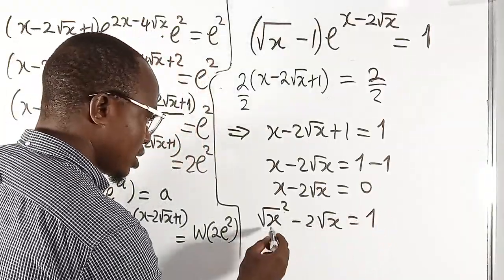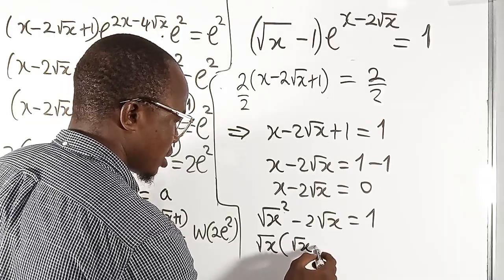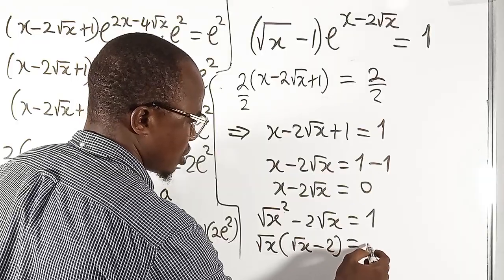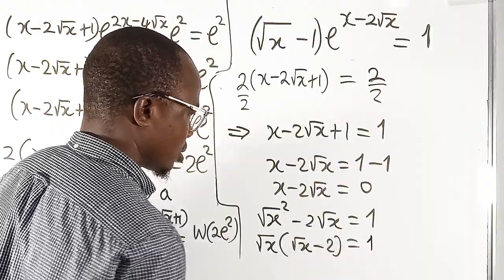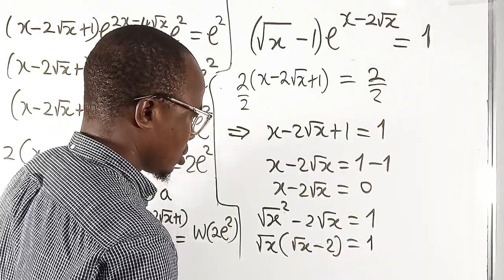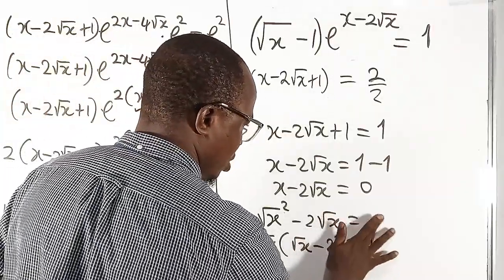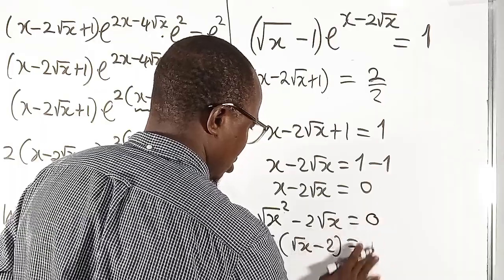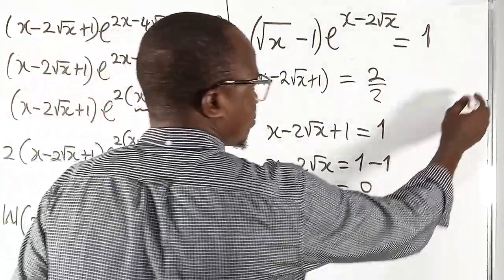Understood? So from there, we factor out root x, we have root x here, and minus 2. Then everything will be what? Everything will be 1. Is it 1 or 0? This one is 0 now, not 1. We have 0, and we have 0 here. So let's try to solve this further.